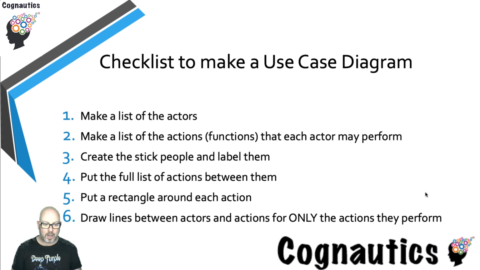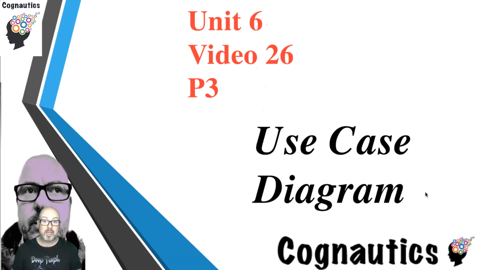A few pointers, a checklist on making a use case diagram. Make a list of the actors and a list of the actions, the functions that they perform. Create your stick people and label them at the bottom. Put the actions in the middle, put a box around them, and then a rectangle or an oval, and then draw lines for only the functions that each of them will do. And there we go. That's all you need to do to create a use case diagram.